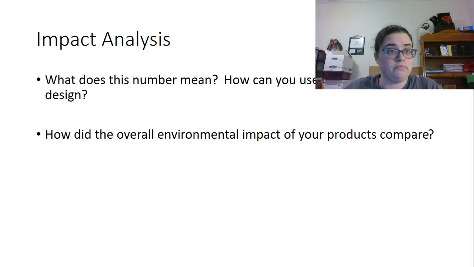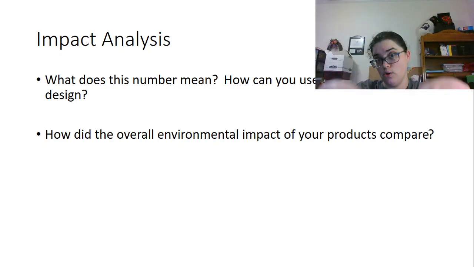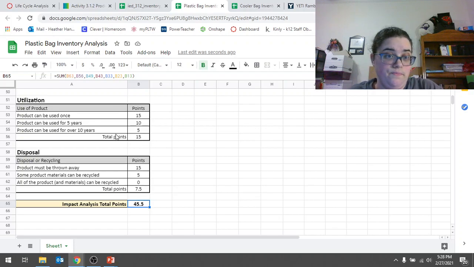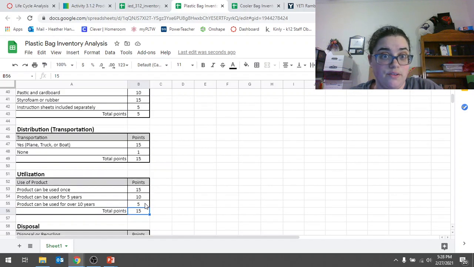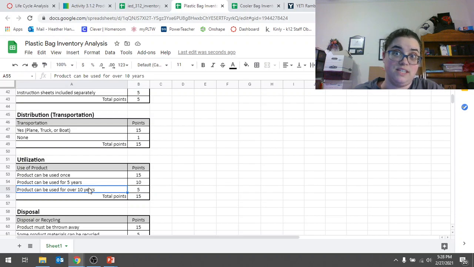Okay. What's it mean? How can you use it to improve the design? Well, obviously, if you want to have a low impact, you're going to want a low number. So think about things like, man, 15 is a big number. 15 is like a third of this, almost. No, not quite, but yeah, it's a lot, right? If I can make my product usable for 5 years, I get 5 points off. If I can make it used and last for 10 years, I get only 5 points in here.